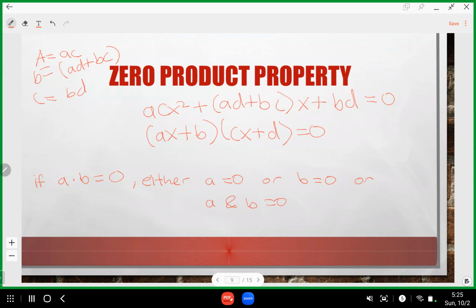And then you just get two equations out of it, right? ax plus b equals 0. So therefore the solution is negative b over a. And then next one you get cx plus d equals 0. Then the solution is negative d over c. All right, then you get two solutions, right? So make sure that you always have two solutions for your quadratic equations.